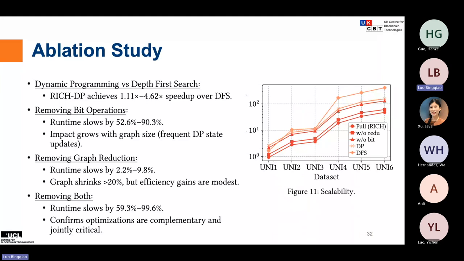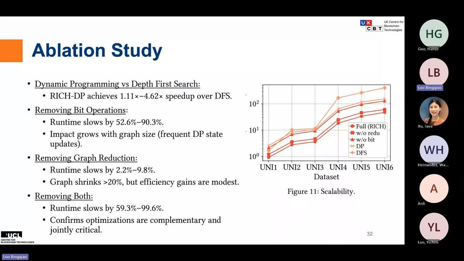And then we compare our full Reach with versions removing each of our optimizations. First, when removing the bitwise operation, we can see that the runtime slows a lot, about 50% to 90%. So the impact of the bit operation is quite impressive, and it grows with the graph size. When the size is bigger, we do more bit operations, so its efficiency shows more significantly. The second ablation study we do is removing the graph reduction, and the runtime here slows by 2% to 9%, around 10%.